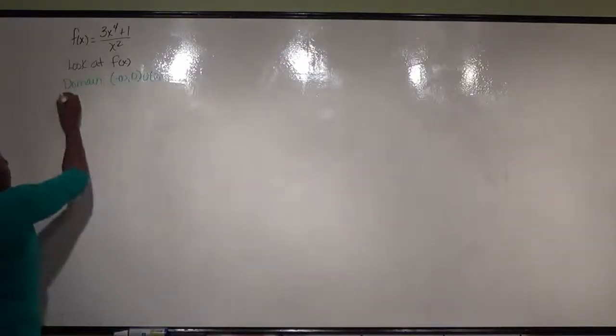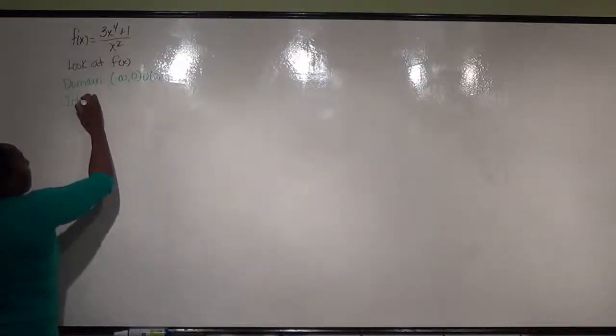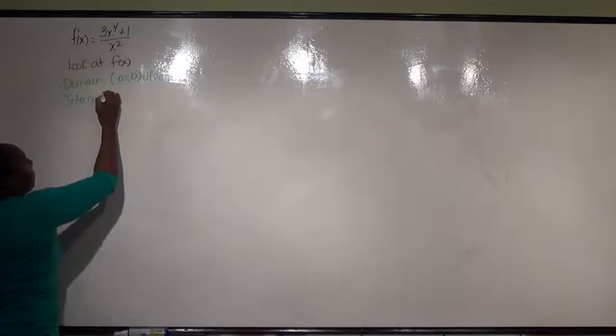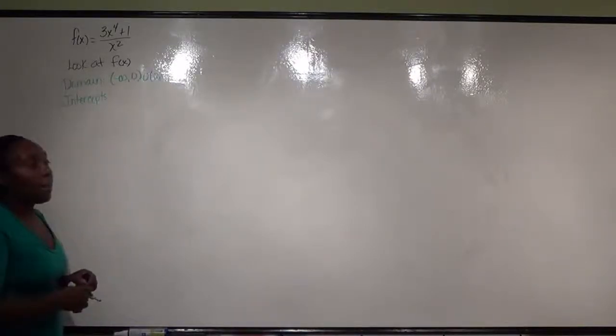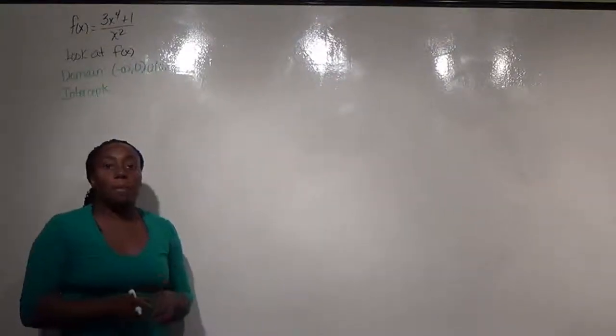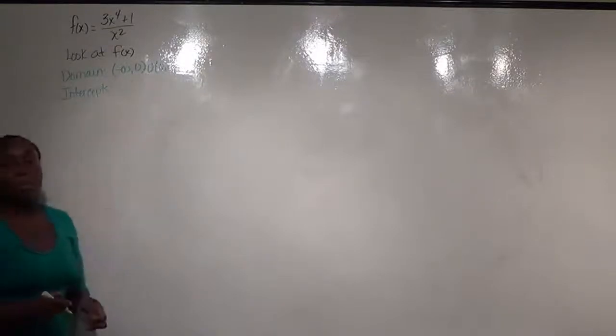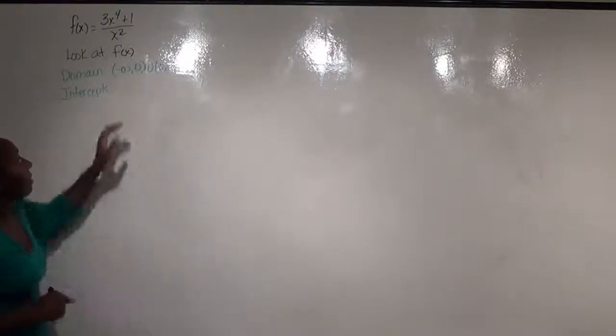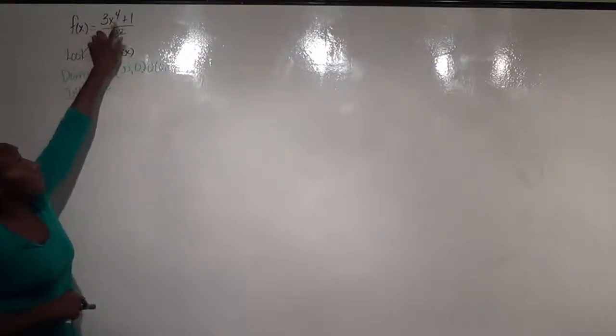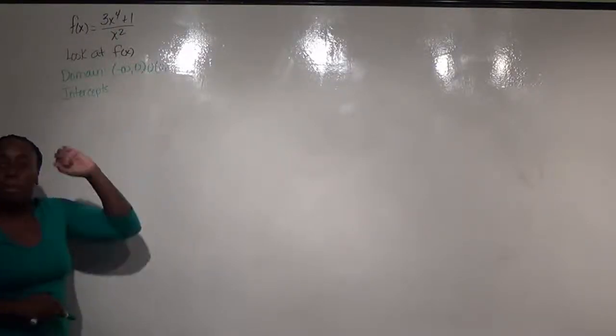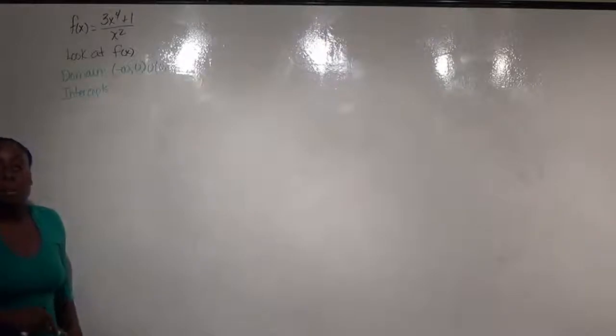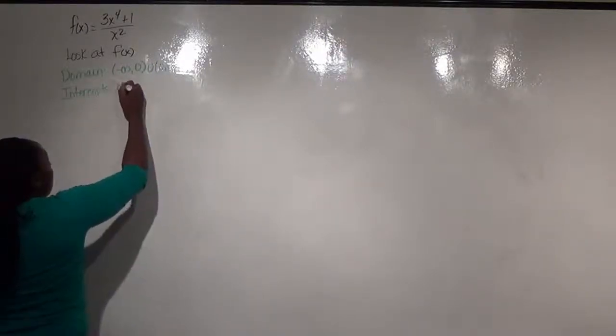Okay? For the intercepts, well, plugging in x equals 0 is problematic because we just said x equals 0 is not in our domain. And if we look at trying to set this equal to 0, we get 3x to the 4th plus 1 equaling 0. That's going to give me a negative inside of a root. So here, there are no intercepts.